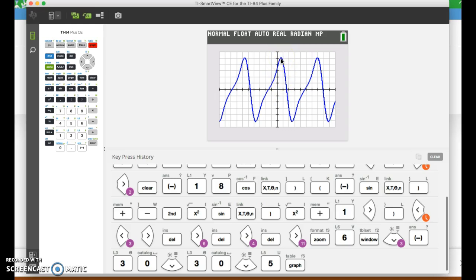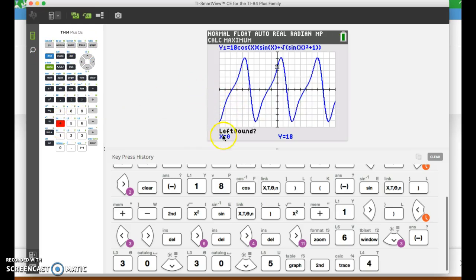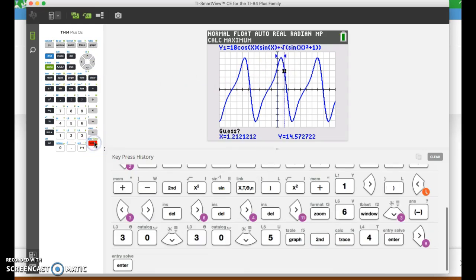The way you do that is you go to Second Trace, which opens the Calculate menu. You're going to calculate a maximum, so choose option 4. For your left bound, you need to have your cursor somewhere to the left of the maximum, and it already is, so you can just hit enter. For your right bound, you need to have it somewhere to the right, so you can use the right arrow to cursor over. Obviously now I'm past the maximum. Hit enter. The guess doesn't matter, just hit enter, and then it will tell you the answer is 0.615.